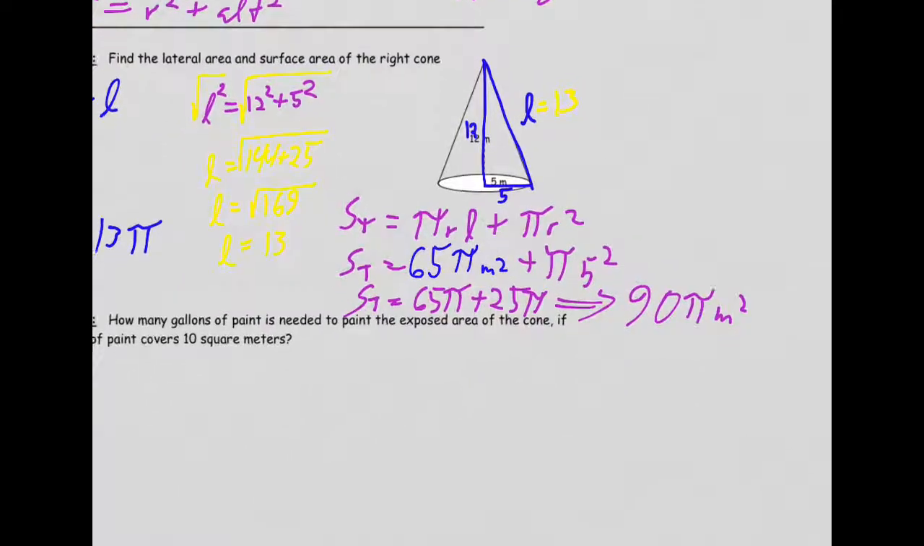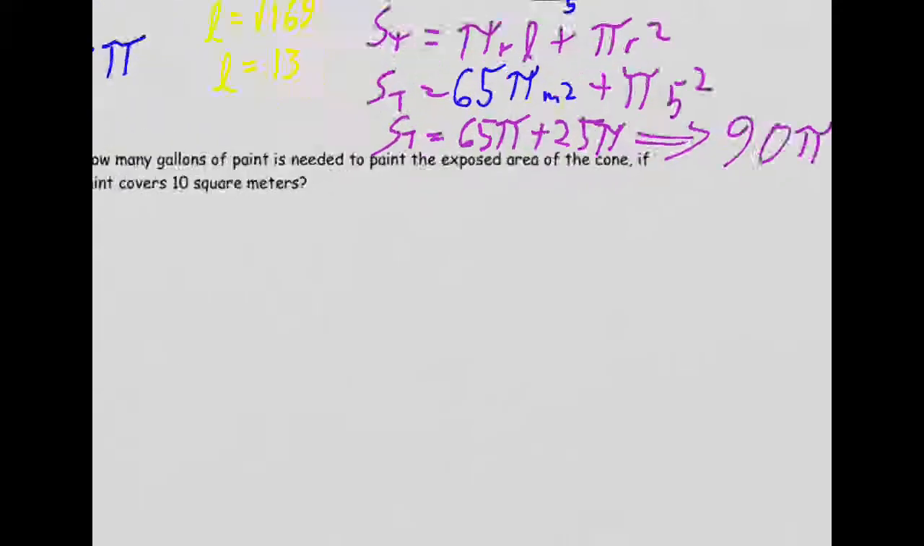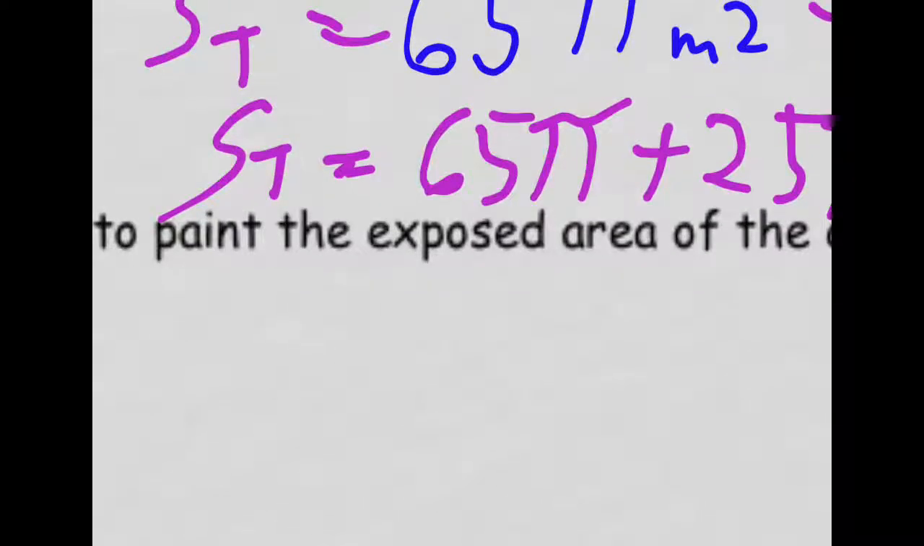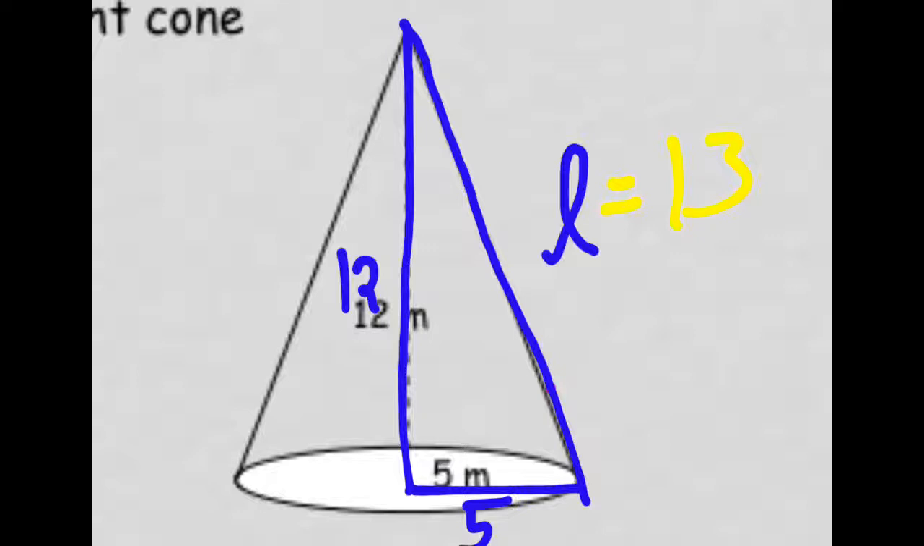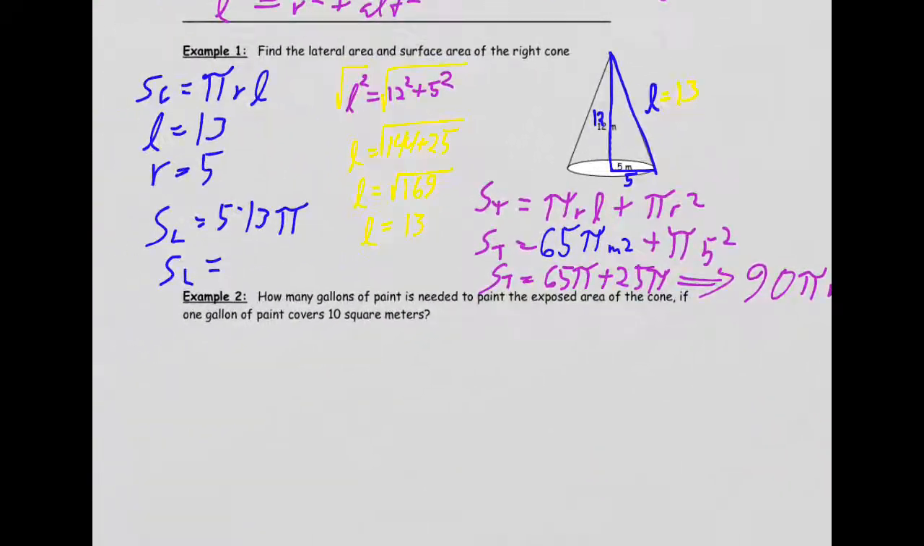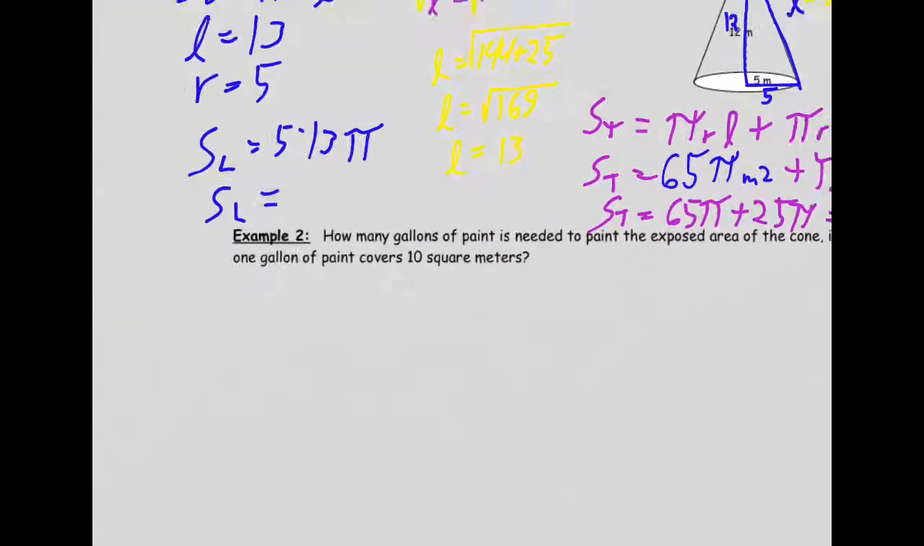All right, and then last but not least, it just asked me how many gallons of paint is needed to paint the exposed area of the cone if 1 gallon of paint covers 10 square meters. One big hint here is this word: exposed area of the cone. So in this cone, what do you think the area that is not exposed is? The base. That's right. The base is resting on the ground. I don't want to paint the base. Why would I do that? I just want to paint the part that you can see. So, am I going to use my total surface area or my lateral surface area? Lateral is correct.